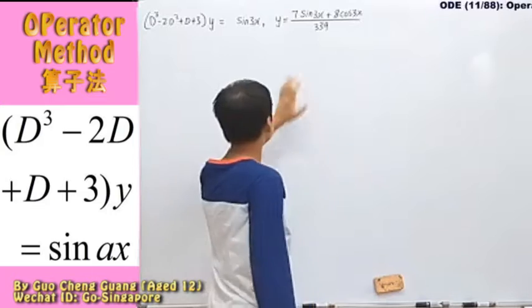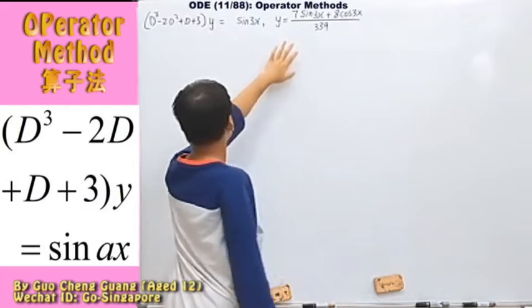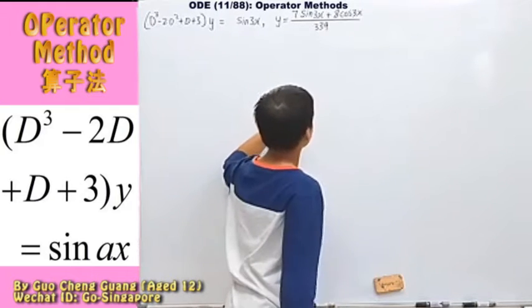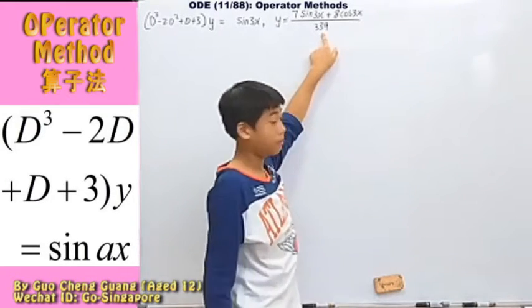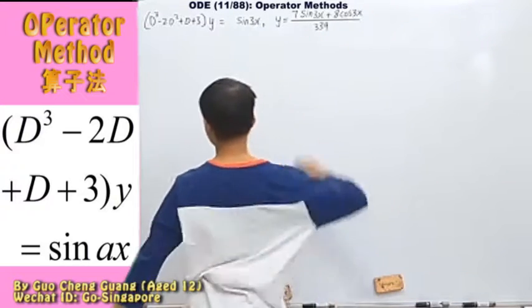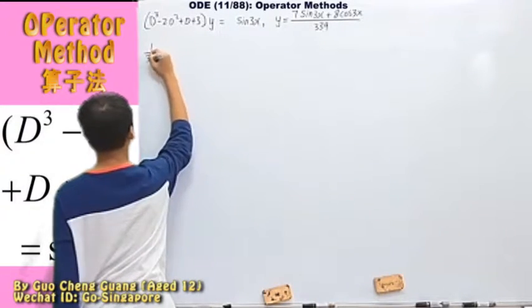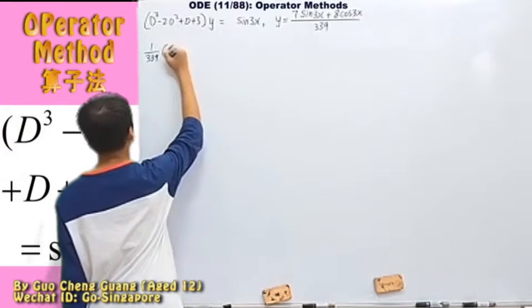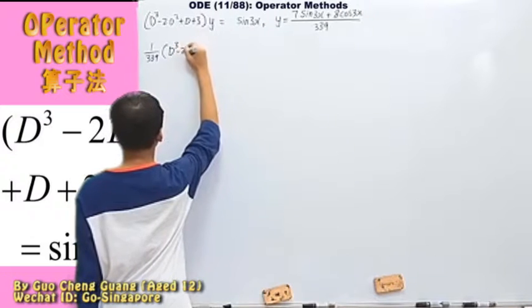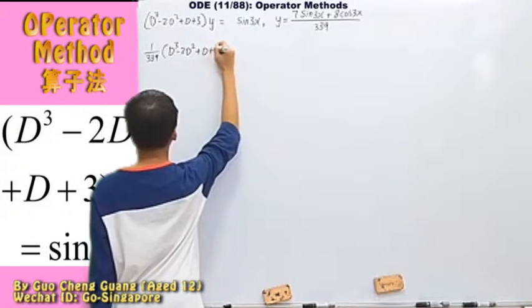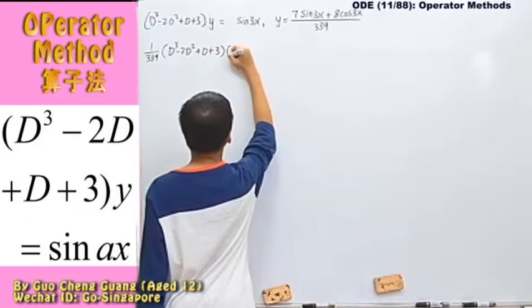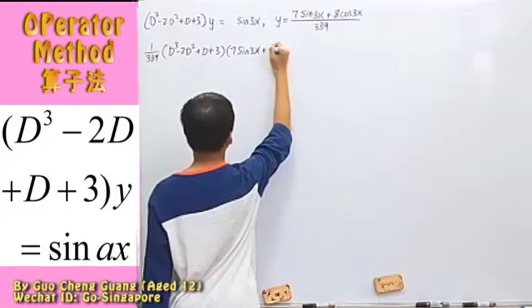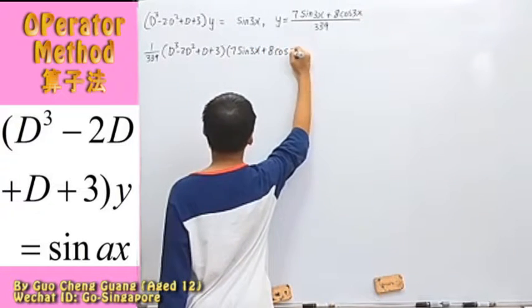Then next, let's take a look at the solution that we get. When you put it inside to differentiate, the part that we don't need to differentiate is this constant below here, which is 1 over 339. We can just take it out first. Then you get D cubed subtract 2D squared, then add D, then add 3. Then this part will be differentiated for 7 sine 3x, then you add 8 cosine 3x.